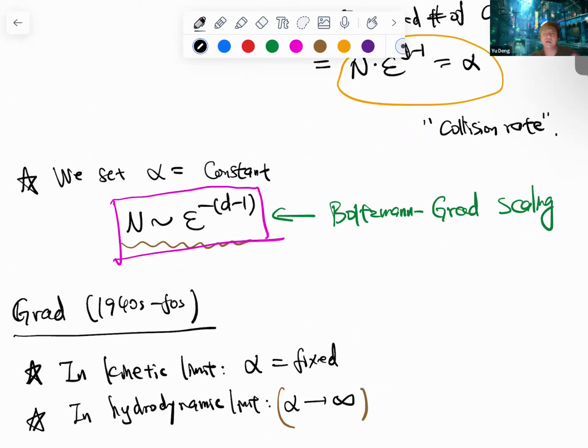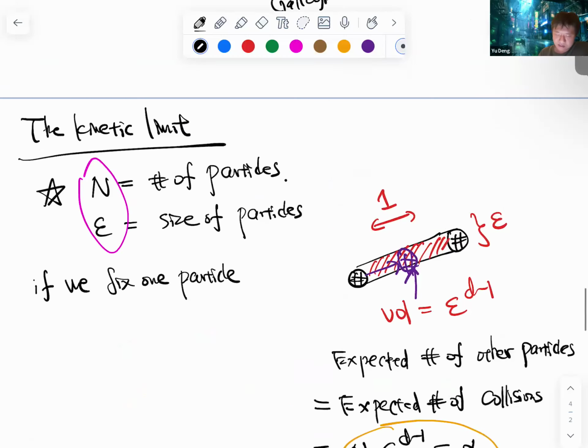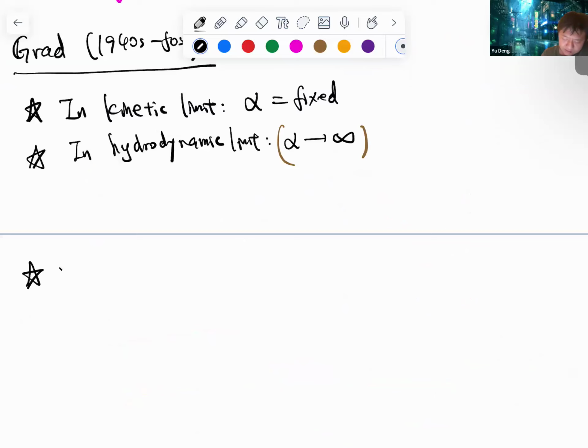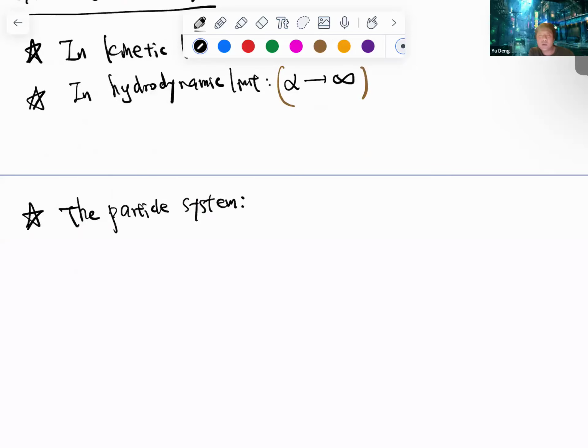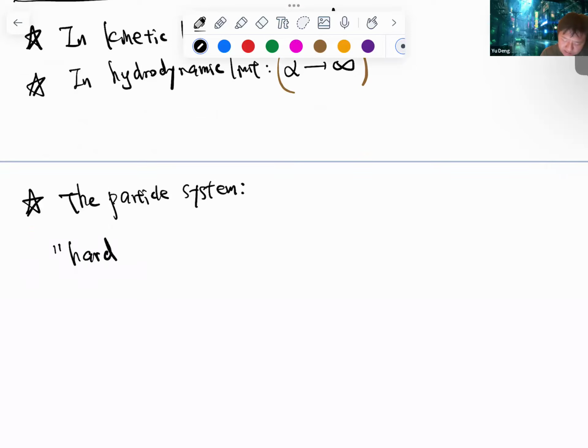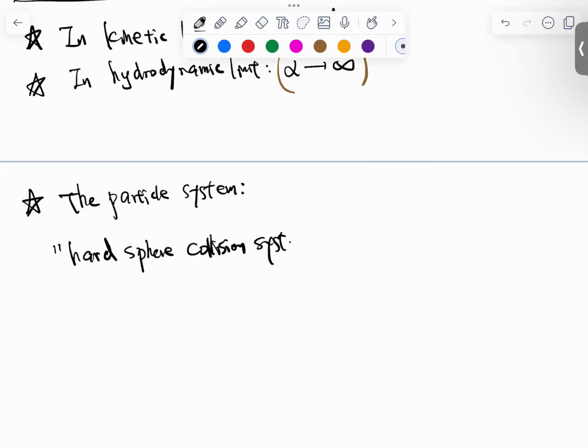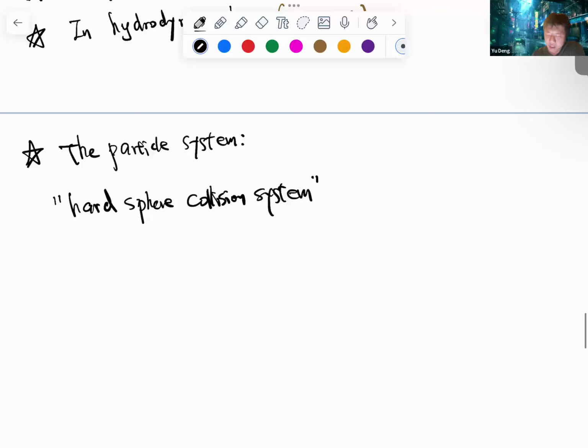Second, about the interacting system of particles. In our paper, in our result, we're taking the simplest case of interaction, which is a direct collision, the so-called hard sphere collision system, which says that two particles interact only when they directly touch each other. The picture is like this. And then they go away with two different velocities.